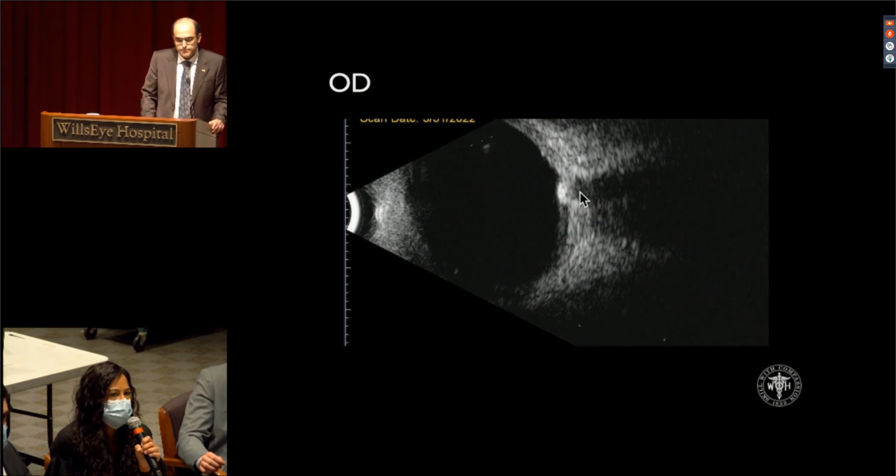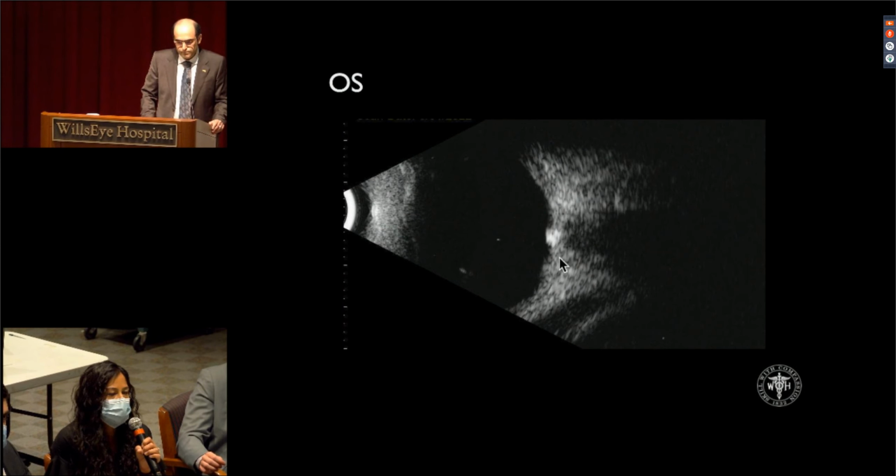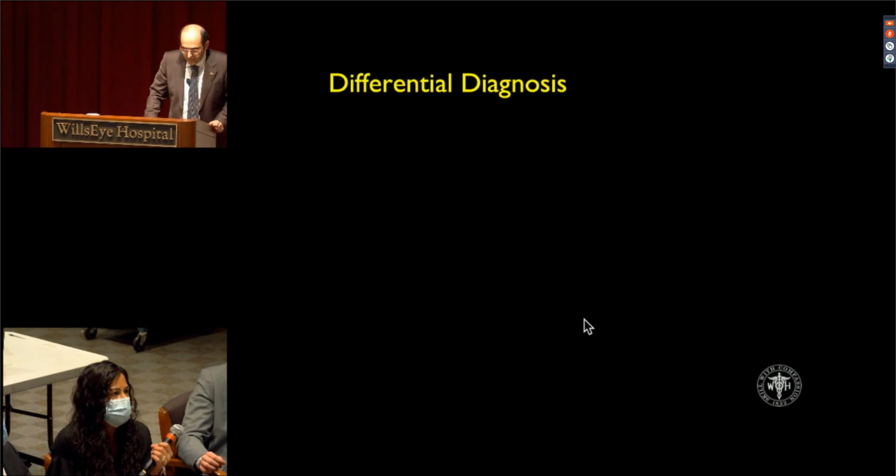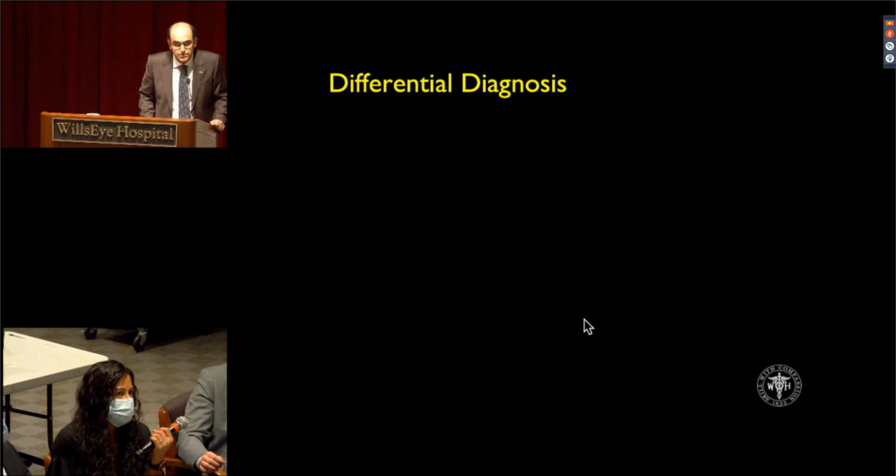versus some type of calcific process. And then same findings here. It's elevated, it's hyperechoic with a hypoechoic signal behind it. What would be your differentials at this point for this patient?